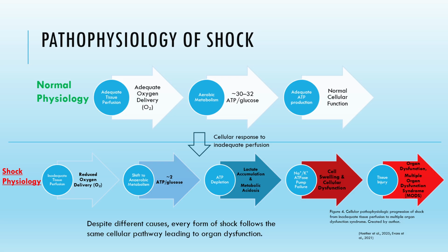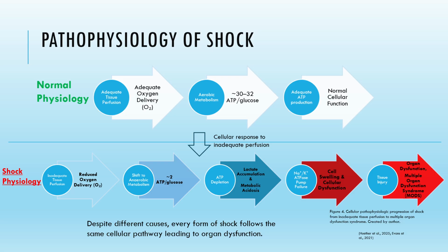Lactate accumulation reflects the cell's shift to anaerobic metabolism and serves as an important clinical marker of inadequate tissue perfusion. As ATP production declines, lactate begins to accumulate and metabolic acidosis develops. The acidic intracellular environment, combined with ATP depletion, progressively impairs normal cellular function. Energy-dependent membrane pumps, particularly the sodium-potassium ATPase pump, begin to fail.